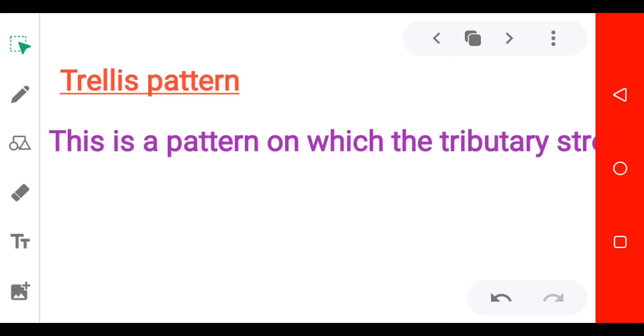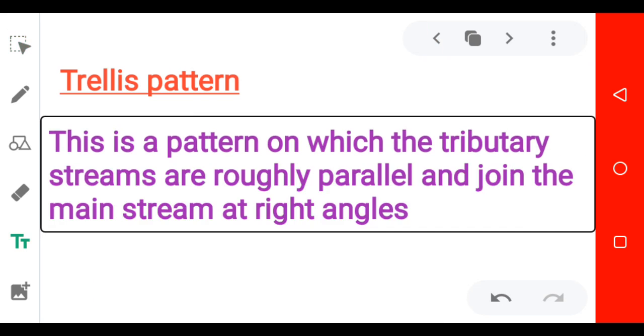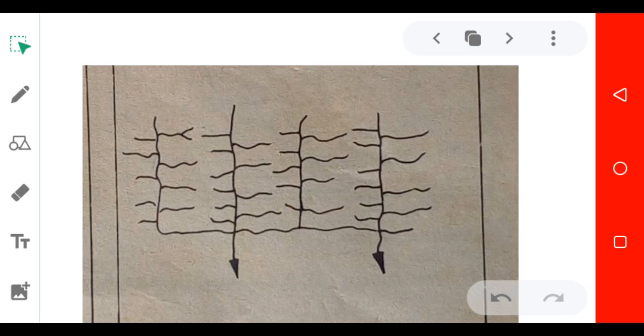Then we have the trellis pattern. This is a pattern in which the tributary streams are roughly parallel and join the main stream at right angles. They form right angles. Can you see the main streams? Can you see the tributaries joining them at right angles?